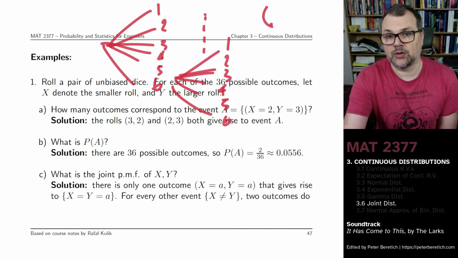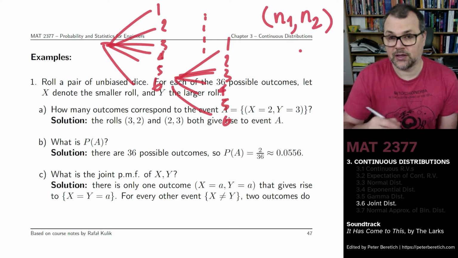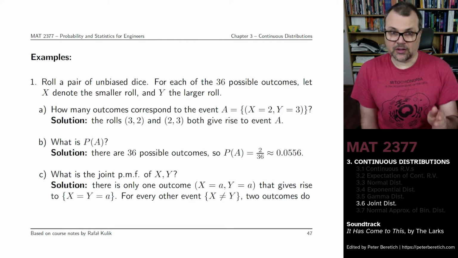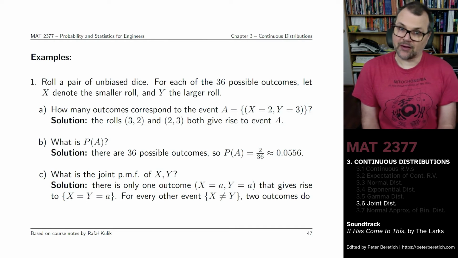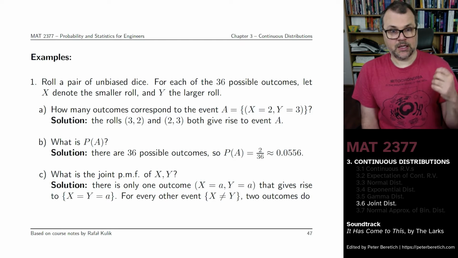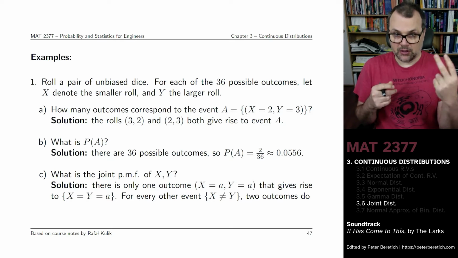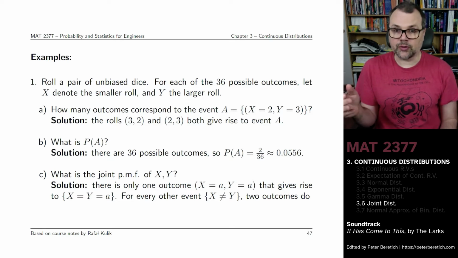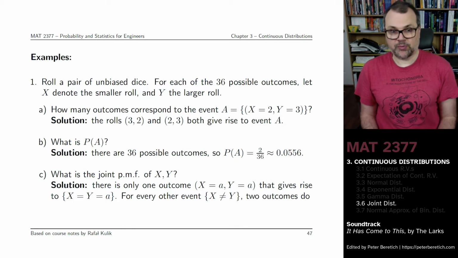Right? All of your outcomes will look like a number here for the first die and a number for the second die. So for any of these outcomes, X will denote the smaller roll and Y will denote the larger roll. How many of the outcomes correspond to the event that the smaller roll is 2 and the larger roll is 3? Well, you have 2 such outcomes. If you roll 3-2 or if you roll 2-3, then you're going to have that the smaller roll is 2 and the larger roll is 3. So that's 2 rolls out of 36. You would expect then the probability of that event to be about 5.5%, about 6%.